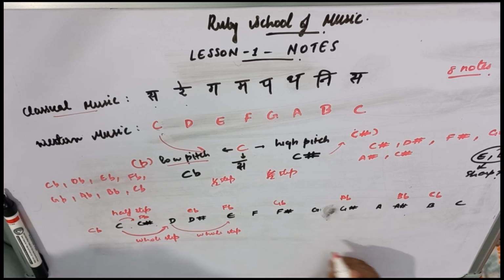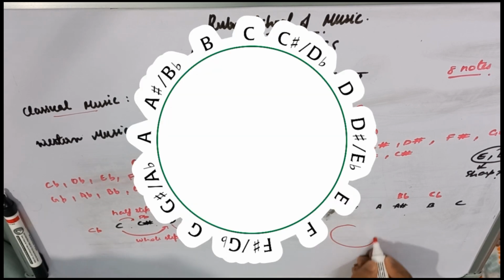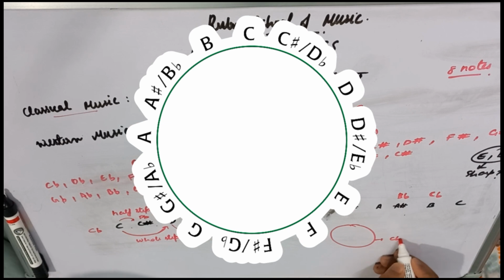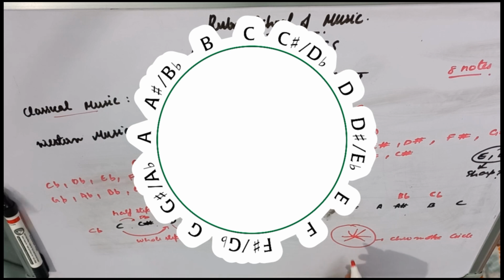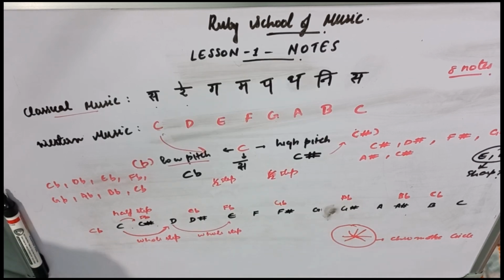Now we have this known as a chromatic circle. Okay, chromatic circle. All these notes will be written here as you can see on the screen.